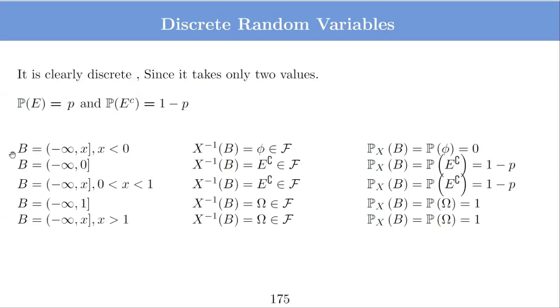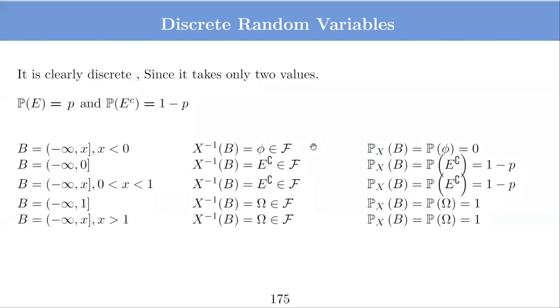So let us see if B is equal to minus infinity comma x, and if you take x as a value less than 0, then if you find the inverse map, what are the outcomes which map to any number between minus infinity and some negative value? None of them, because a random variable either maps to 0 or 1 in this case. So there will not be any omega which is mapped to minus infinity to a negative number like minus 1. So the inverse image would be empty, and phi belongs to F.